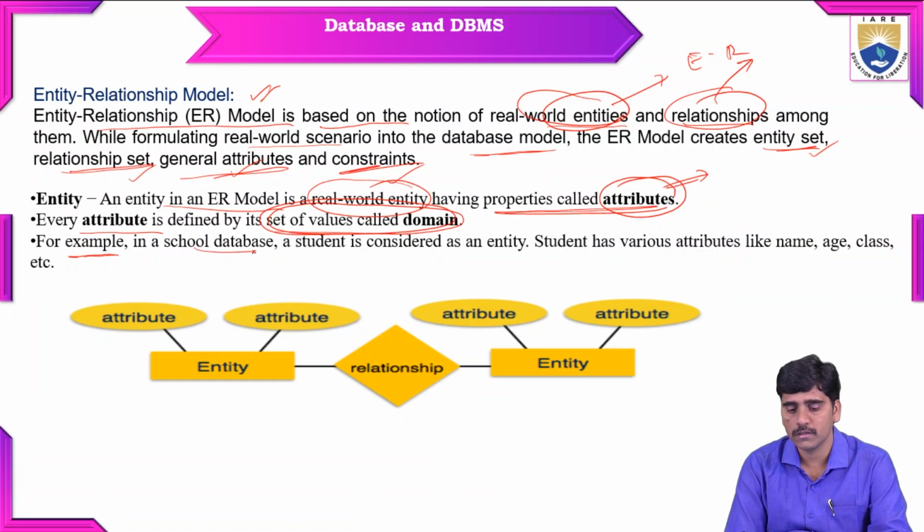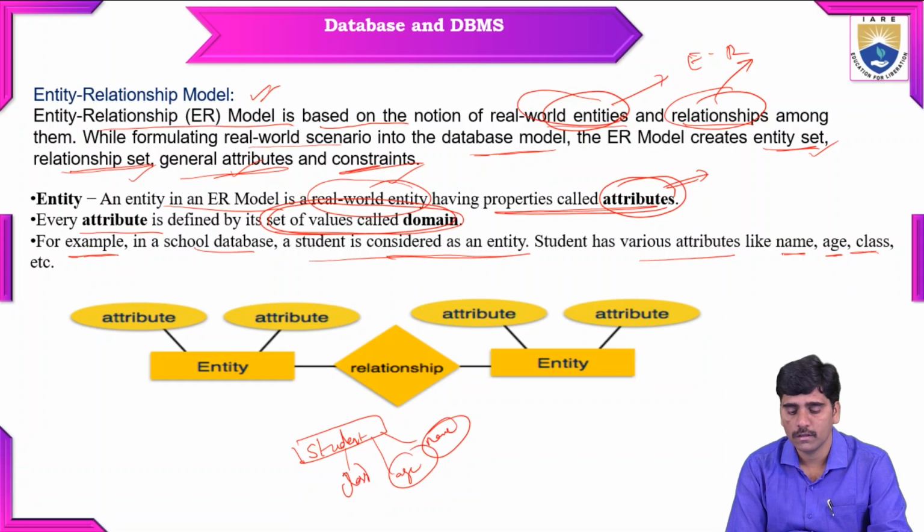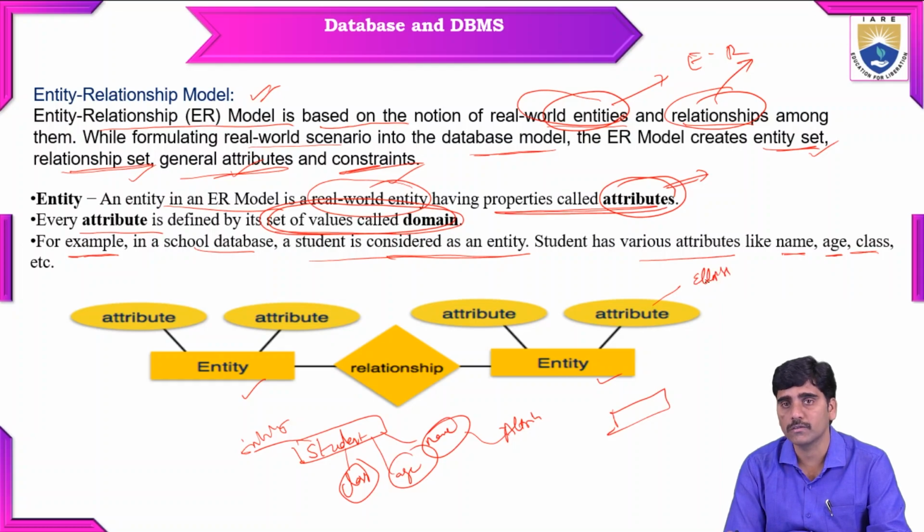For example, in a school database, a student is considered as an entity. The student has various attributes like name, age, and class. These are the attributes, but this is the entity. Entities are represented in a rectangle manner, and attributes are represented in an ellipse manner.